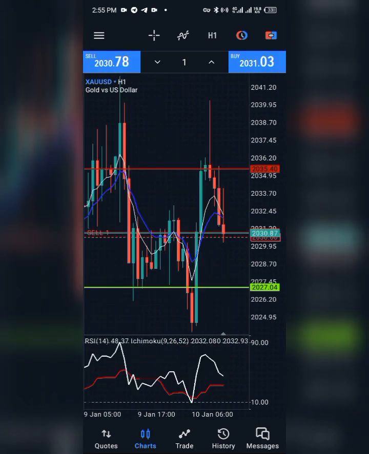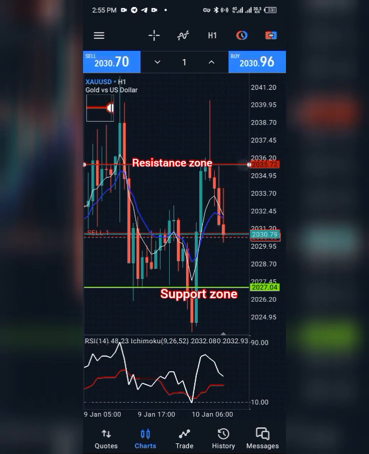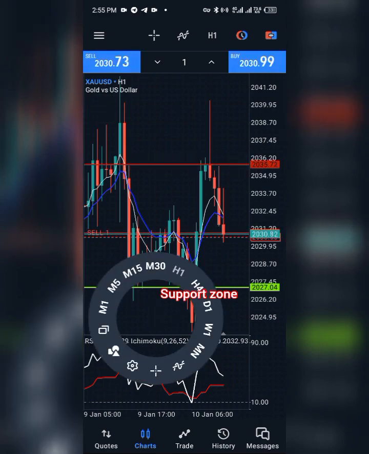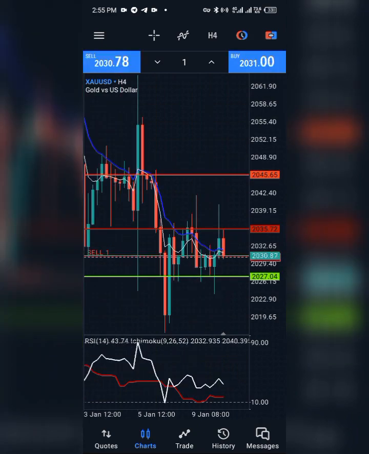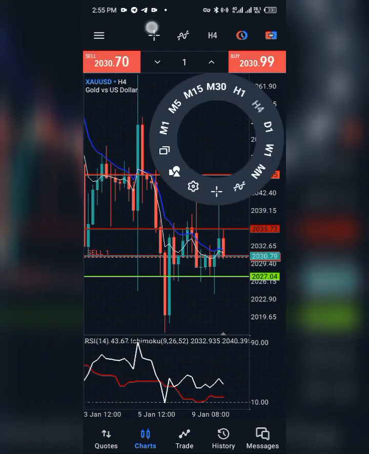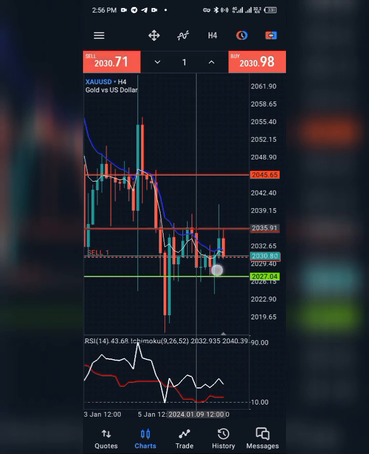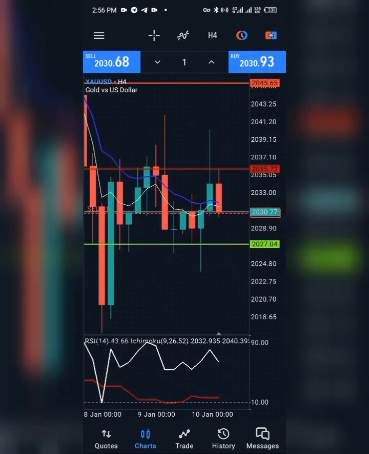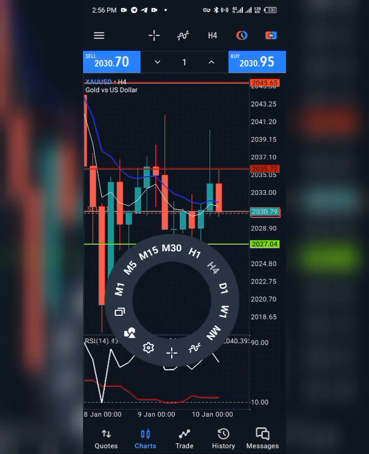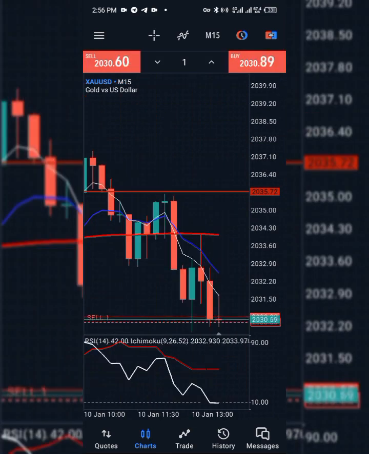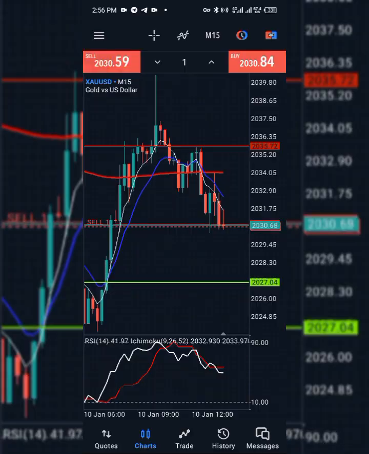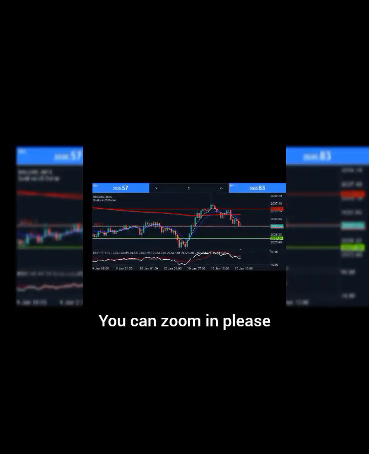Okay, let's check H1. H1 is a downtrend with this resistance here. Let's check H4. Okay, you see all these, you see this zone. This is where the sell came from. The sell, this zone powering the sell. Okay, let's go back to 15 minutes and let's turn this thing this way.